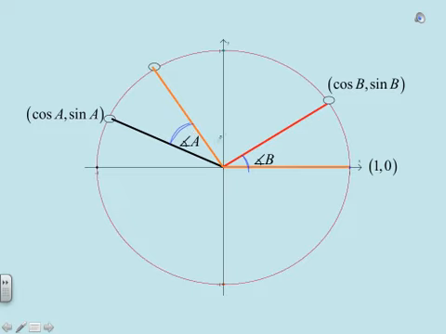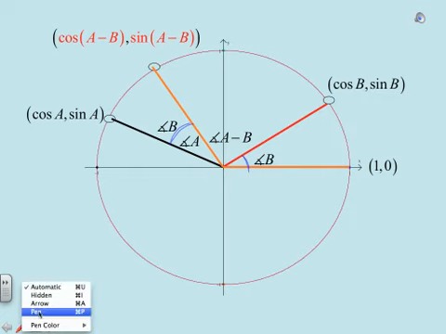That being the case, how long is this orange angle? What would we call it? Okay, well, it's not quite all the way to A, so it's less than A, but how far less than A is it? Well, it's B radians less than A. So this orange angle is going to be A minus B, which means that the coordinates of this dot up here are going to be cosine of A minus B, comma, the sine of A minus B.